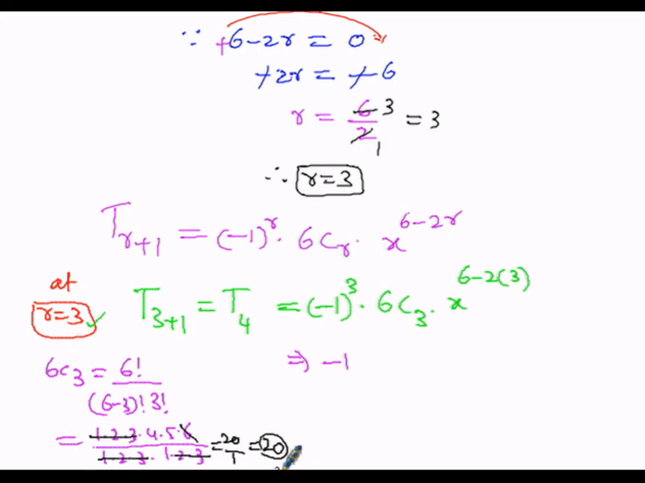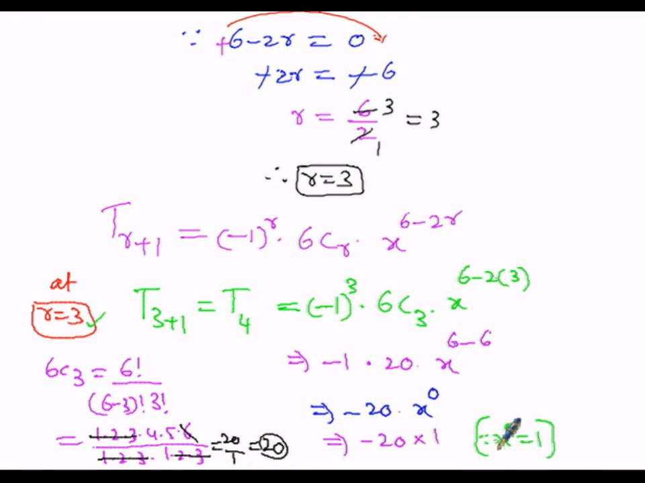So instead of 6C3 I can write 20 into x to the power of 6 minus 2 threes, which is 6. So that implies minus 20 into x to the power of 6 minus 6, which is 0. That implies minus 20 into x to the power of 0, which is equal to 1, based upon the identity x power 0 is equal to 1. So next, minus 20 into 1 is minus 20. In this there is no x, so it is only a constant. So in this manner the fourth term will be the constant in the binomial expansion.